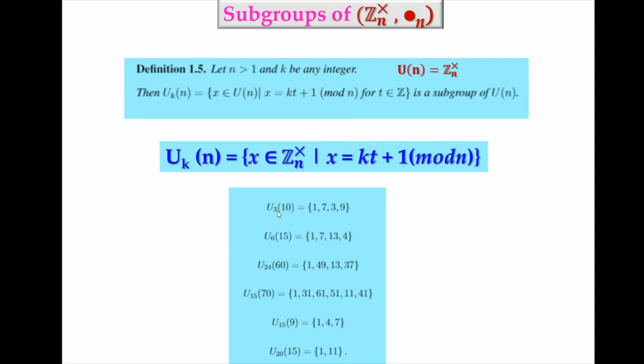When we have n to be 10, u3 of 10, satisfying this condition, because n is known and k is also known, 3, we can easily determine what are the elements in Zn cross satisfying this condition. When we perform that, we get u3 of 10 to be the set consisting of 1, 7, 3 and 9. And the same way for these examples also. So this is how the subgroups of Zn cross, which are not dealt with very frequently, are given.